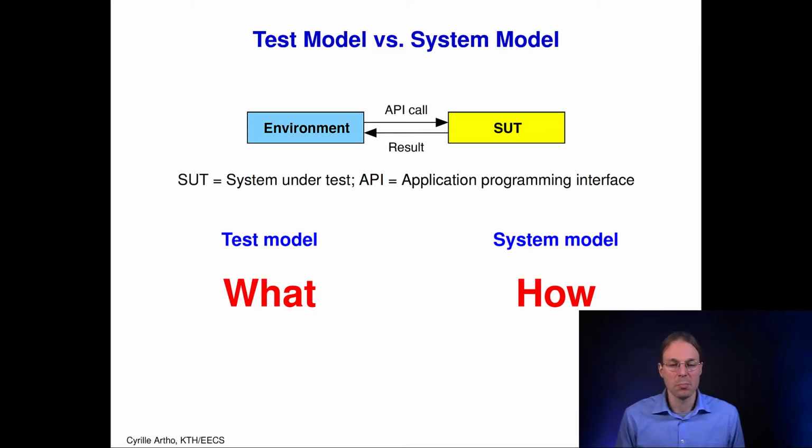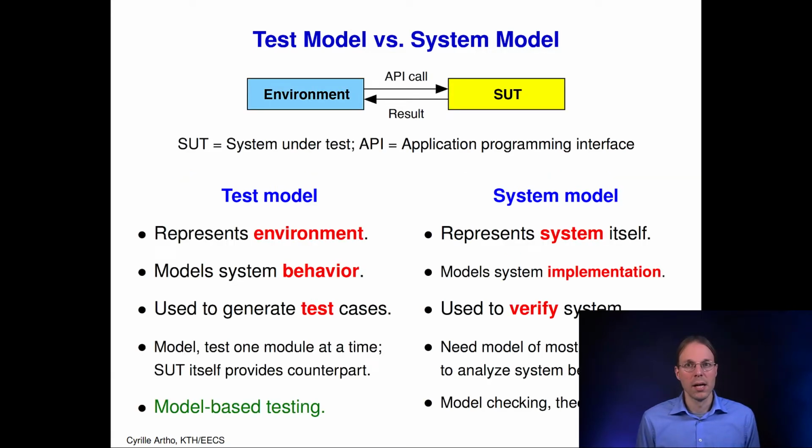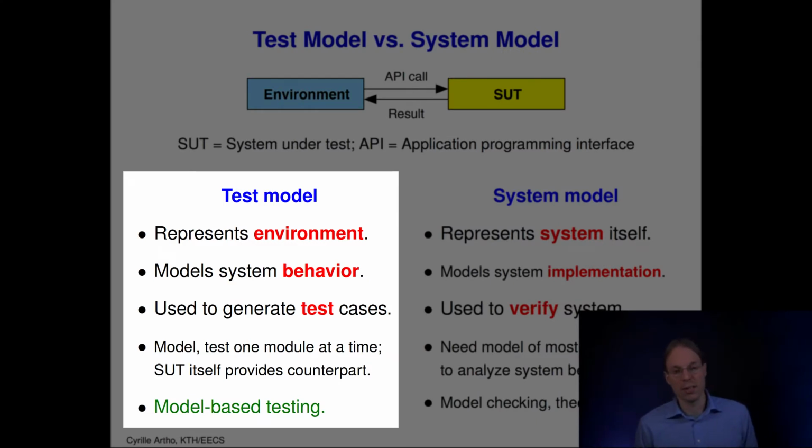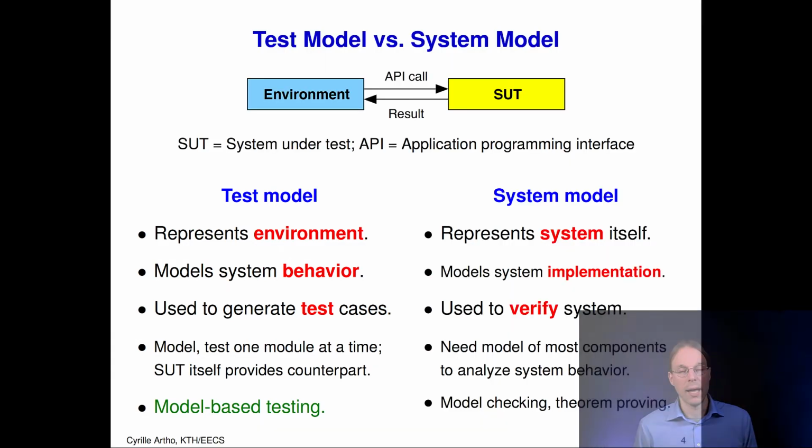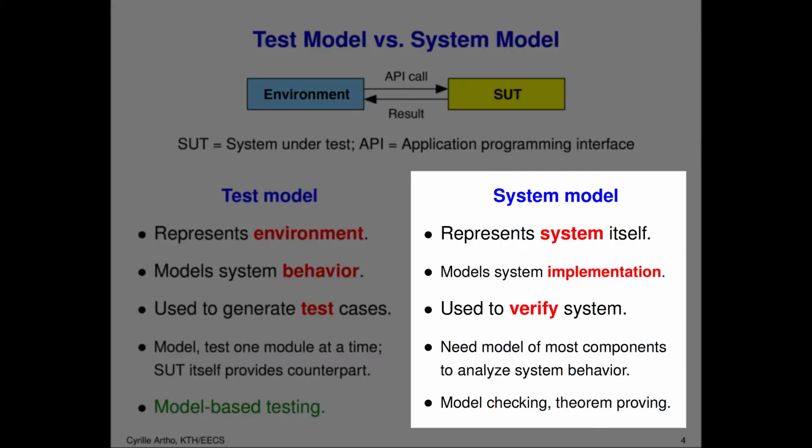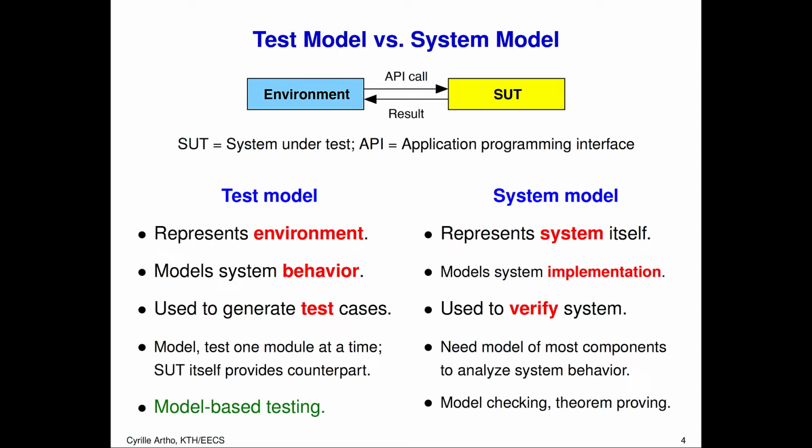In this presentation, I'm mainly considering API or interface testing, but this can also be applied to other types of interfaces. If you have a system model where we want to provide a full verification, we also have to consider how the system actually performs the action. And that requires a lot more detail in the model. A test model is good to generate test cases because it only has to represent the environment and the behavior at the summary level. And a system model that is more detailed can be used for full verification, for example, model checking or theorem proving. Both have their place, but I'm focusing on the simpler, more lightweight test model in this presentation.